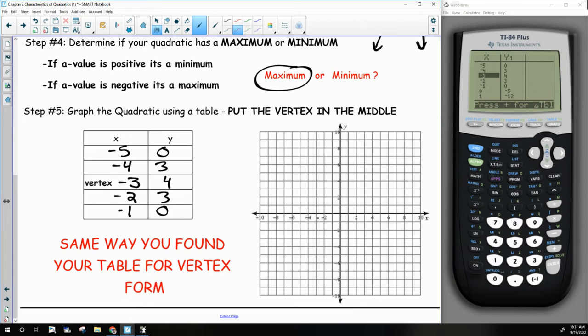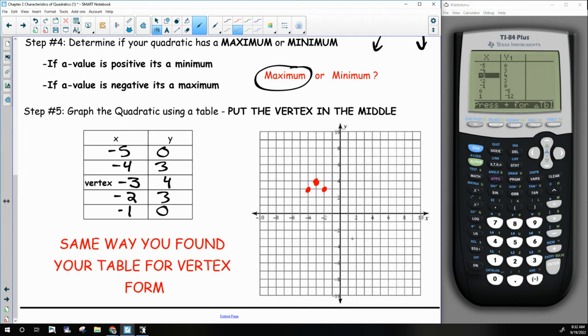-3 to the left, up 4. There's our vertex. That's the center of our quadratic. Our axis of symmetry goes through that and cuts our graph in half. We have -4, +3. Since that point's there and the vertex is in the middle, then I know this also must be a point because our graph must be symmetrical.